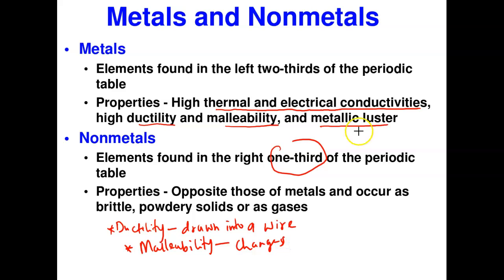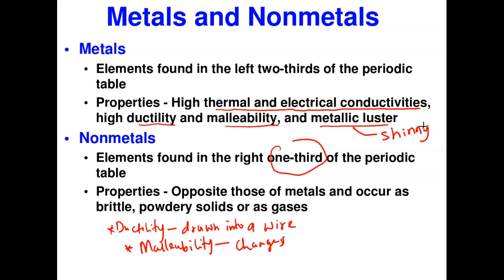And then metallic luster simply means they are highly shiny, like your jewelry. They are very, very shiny, and attract the eye. That's what I mean by metallic luster.